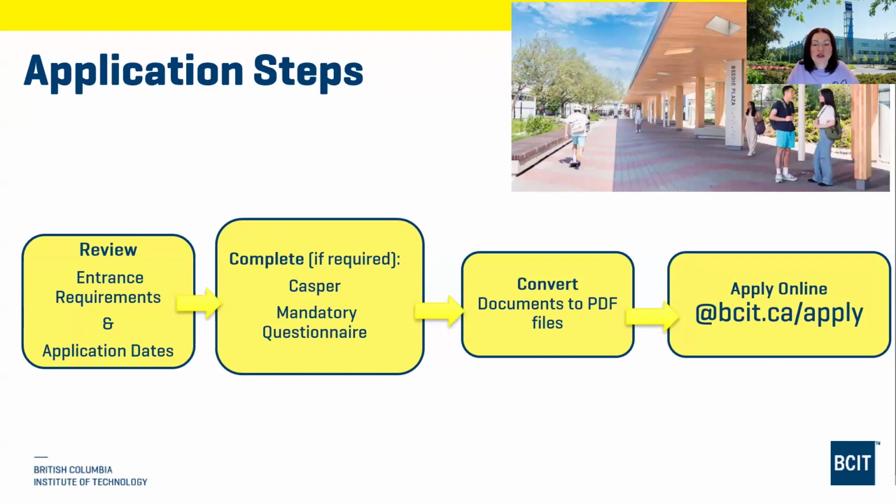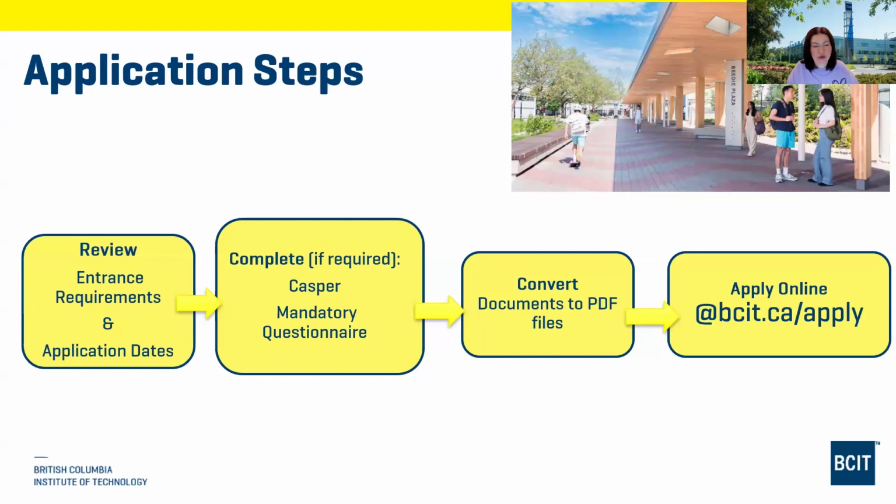www.bcit.ca/admission will guide you through the step-by-step application process. Once you're ready to apply online, you can visit www.bcit.ca/apply, and the application fee for domestic students is $90 Canadian. The application process does take place entirely online. Therefore, you will need to convert all of your official transcripts and any additional documents that may be required to PDF files.